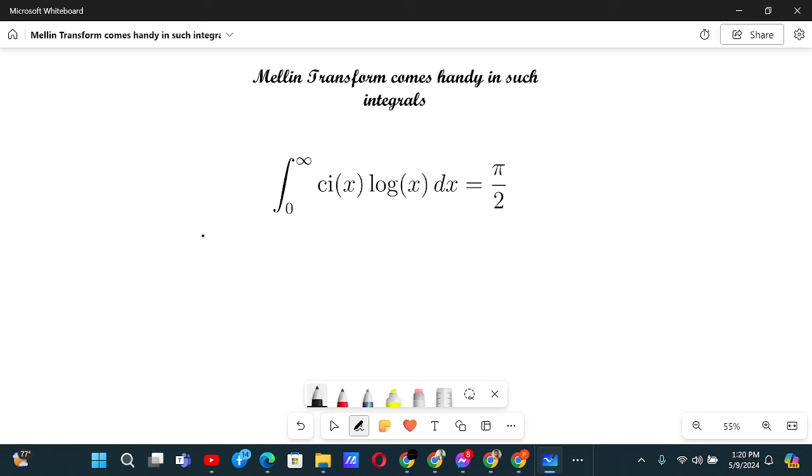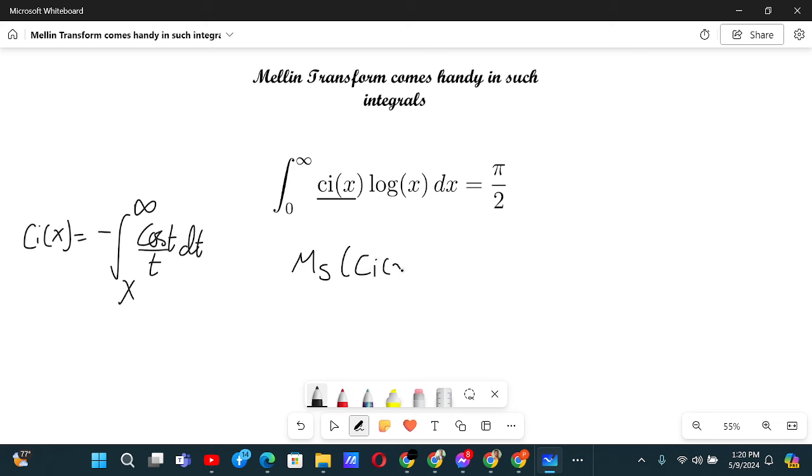And I have also found in the previous video the Mellin transform of the cosine integral function. If you don't know what the cosine integral function is, this is just minus the integral from x to infinity of cos t by t dt. Now in my previous video I found the Mellin transform in the world of s, basically the Mellin transform in the world of s of Ci of x.